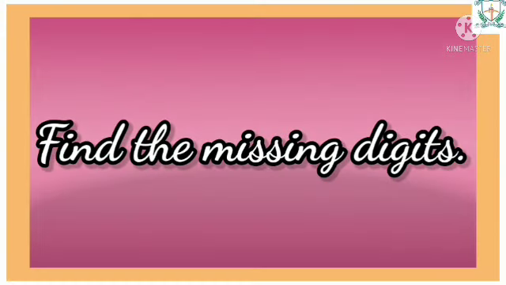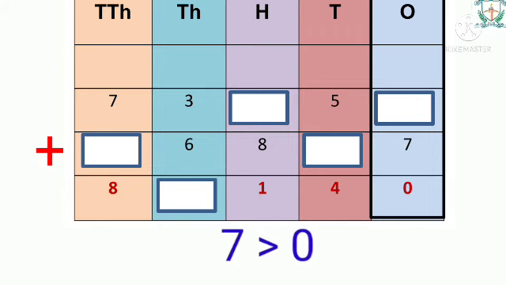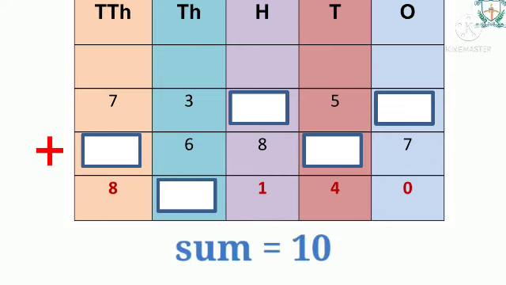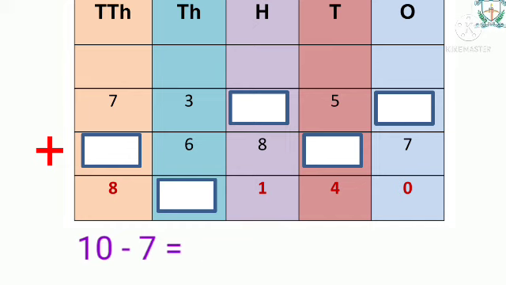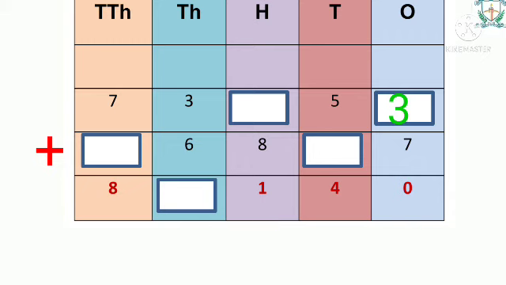Find the missing digits. Let us understand this with an example. Here, the sum is given. Let us find out the missing digits. Let us begin with ones place digits. Here, 7 is greater than 0. Therefore, the sum should be 10. That is, 10 minus 7 is equal to 3. Therefore, 3 plus 7 is equal to 10. Write 0 in ones place and carry 1 to the tens place.